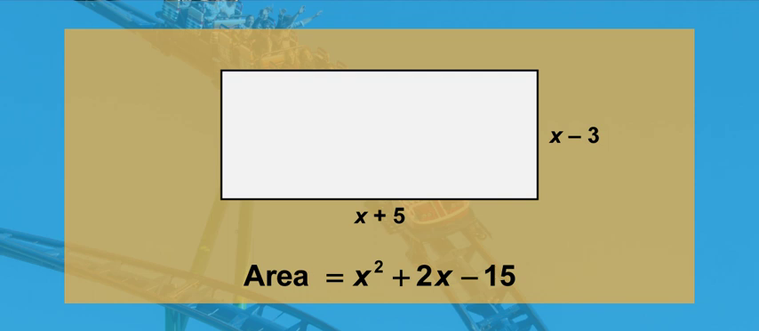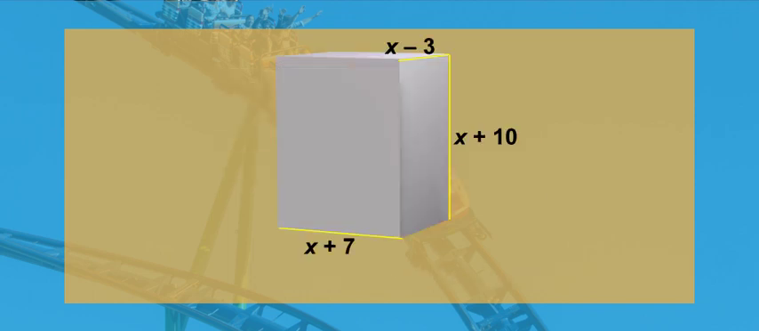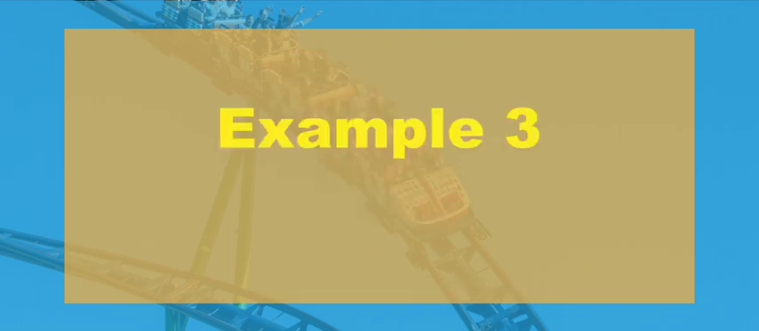In a later video in this series, we'll show you how to multiply linear binomials. Let's look at another example. This rectangular prism has sides that are linear binomials. The volume of the prism is the product of these binomials. Let's look at a final example.